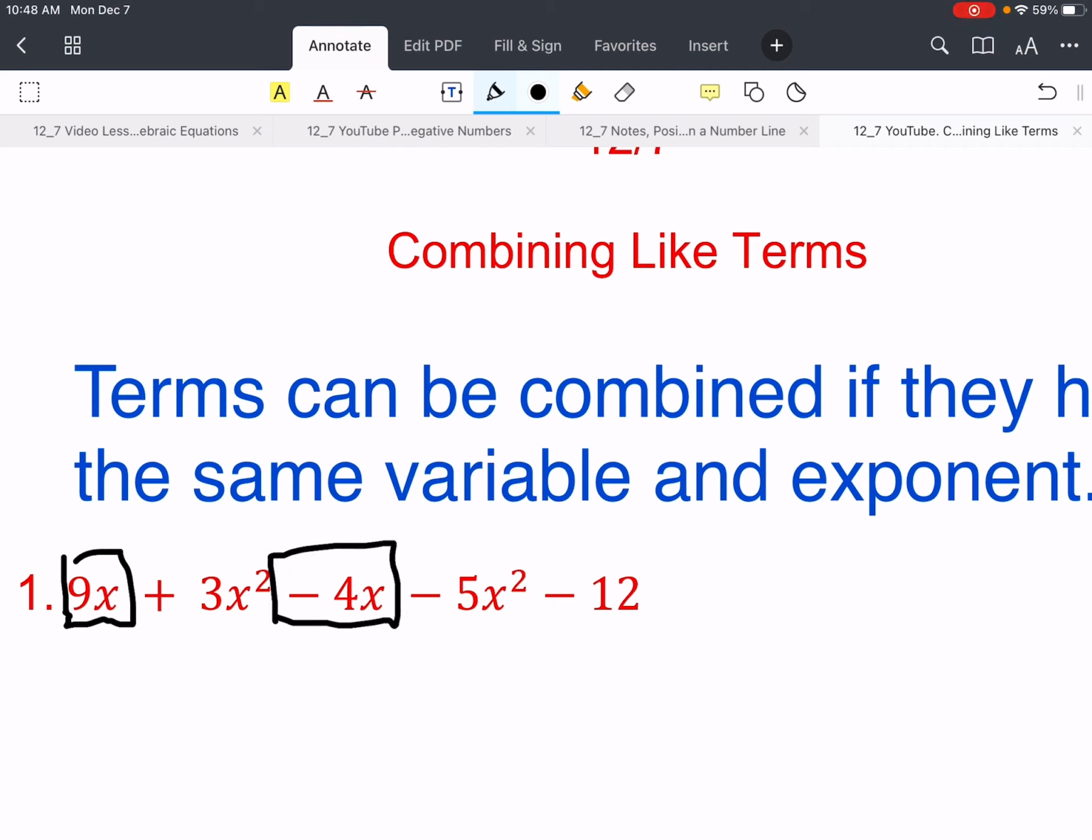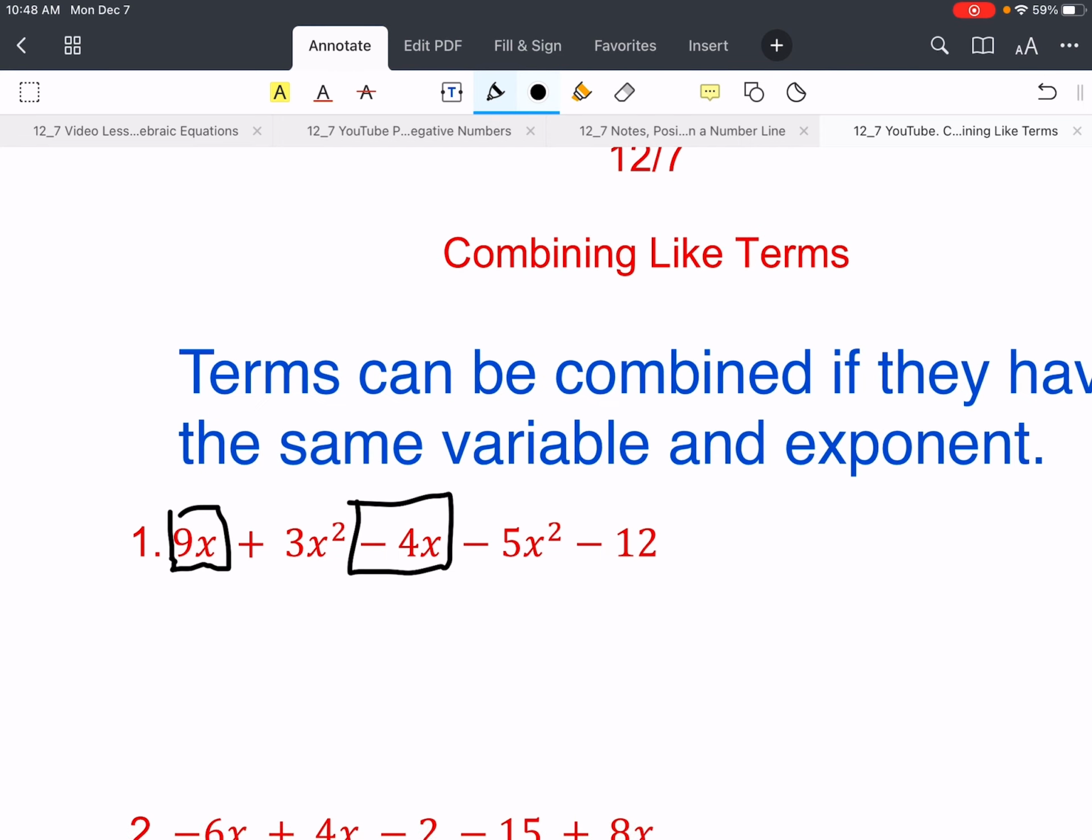So I put this in a box just because we want to make sure that we don't leave out the negative. It's really easy to accidentally only put the 4x here, and we would think it might be positive. So we need to put a box around everything. Minus 5x squared, minus 12. So there's only two terms that have just an x. So I'm combining or adding 9x and negative 4x, which gives me 5x.